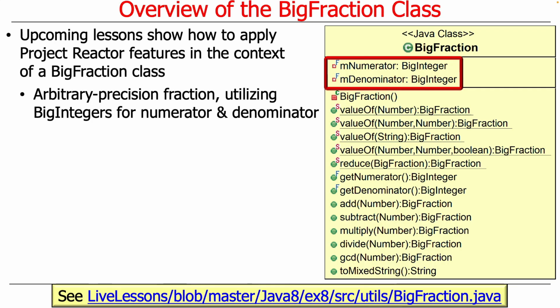So what is the BigFraction class? BigFraction is an arbitrary precision fraction abstraction, and it utilizes big integers for the numerator and denominator. So big integers themselves are arbitrary precision integers where you can do integer operations like multiplication, subtraction, addition, division, and so on, up to an arbitrary level, unlike the built-in native versions that kind of peter out after you go past the number of bits of resolution in an integer, which is, I believe, typically 32 bits.